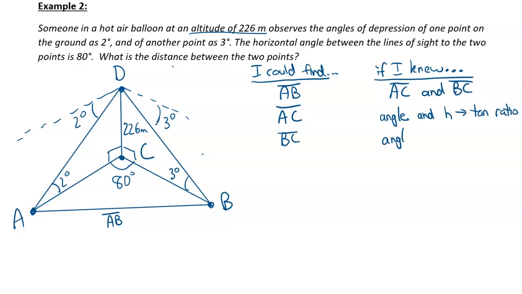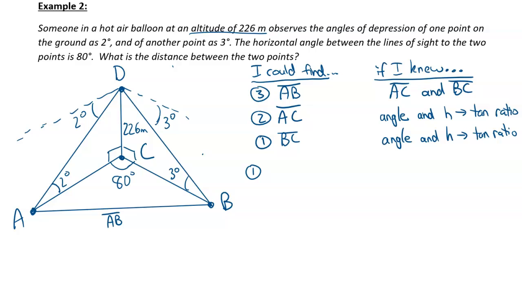If I know the angle, which I know is 3 degrees over there, and I know the height, which I know is 226 meters, again, I can use the tan ratio. So again, I'm going to label my steps as 1, 2, 3, working forwards through the problem to get to the final result I'm looking for, and I'm going to carry out those steps.